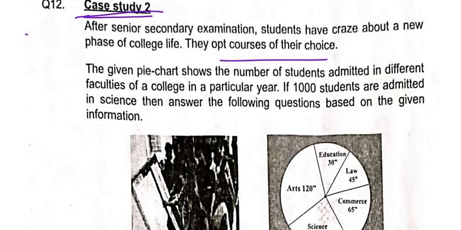The given pie chart shows the number of students admitted in different faculties of college in a particular year. So the basic main question is given. If 1000 students are admitted in science, remember it, this is very important in this question. 1000 students are admitted in science, and whenever you see the pie chart, 100 degree denotes 1000.